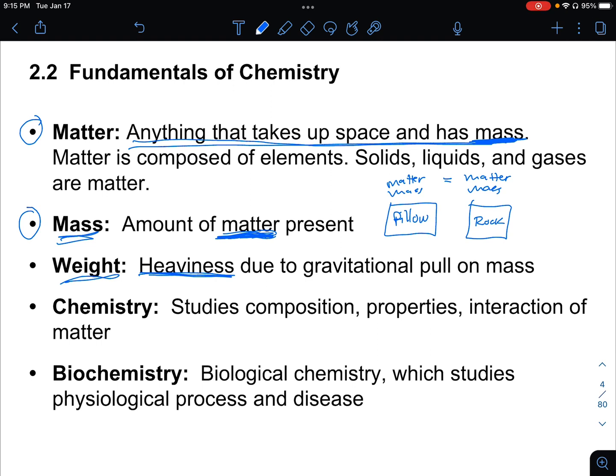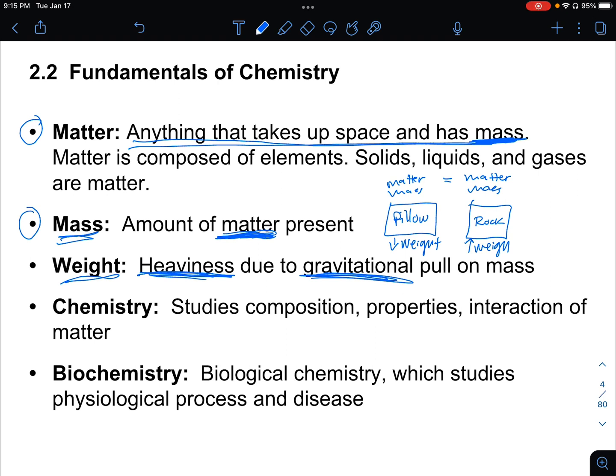But the pillow is going to have far less weight than the rock does, while the rock has a lot of weight, because this is the heaviness due to the gravitational pull on the mass.